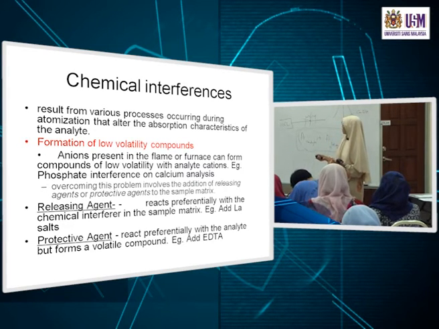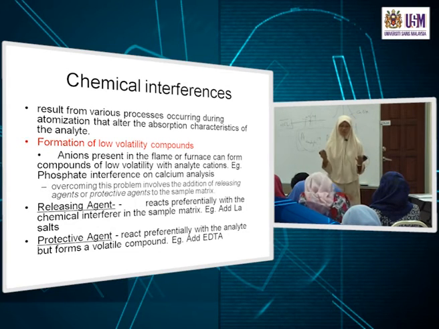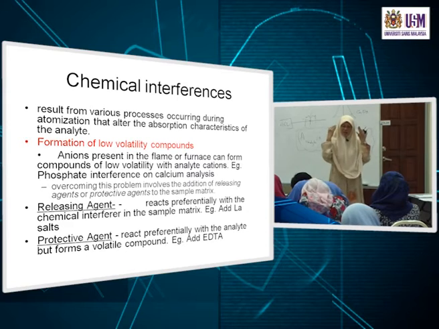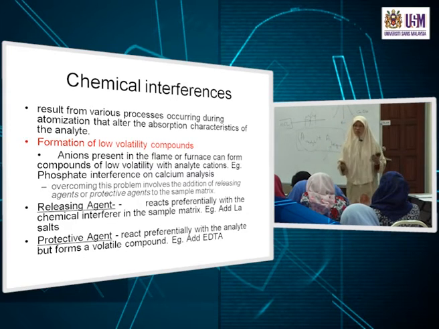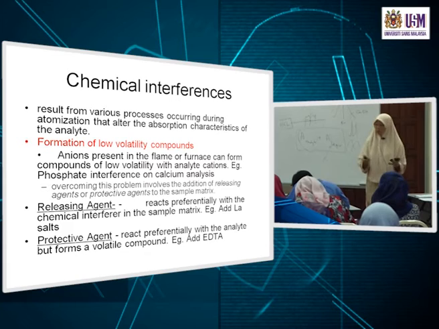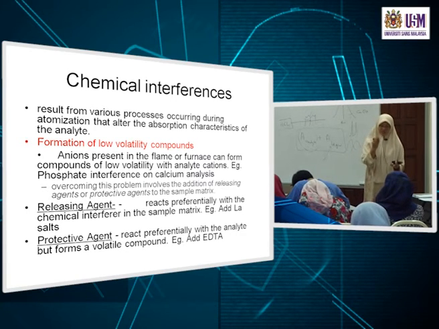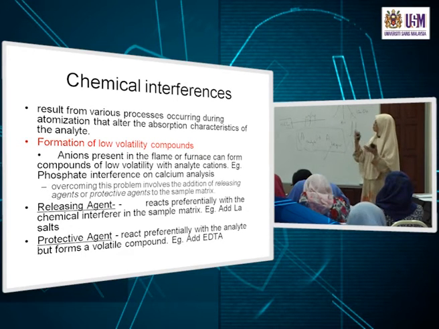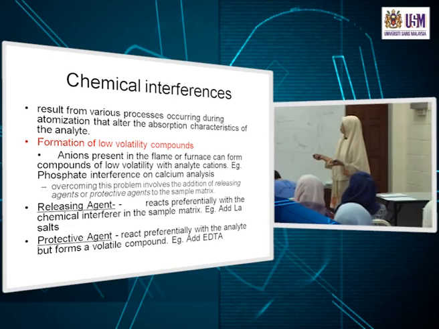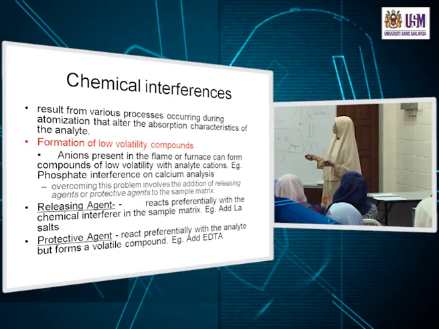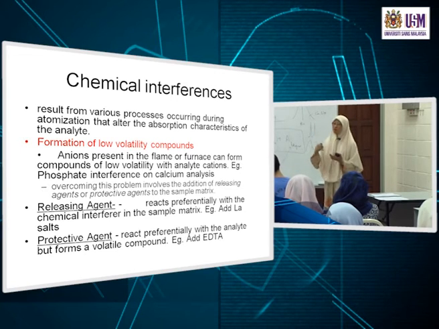What is the classic example? I have mentioned this again, and if you're asked to give an example, this should be a classic example that you should always remember, and I'm sure you are going to do it in lab. The analyte of interest is calcium, and in your sample, lots of phosphate. So in the flame, you form a complex between your calcium and your phosphate, which is less volatile compared to if there's no phosphate.